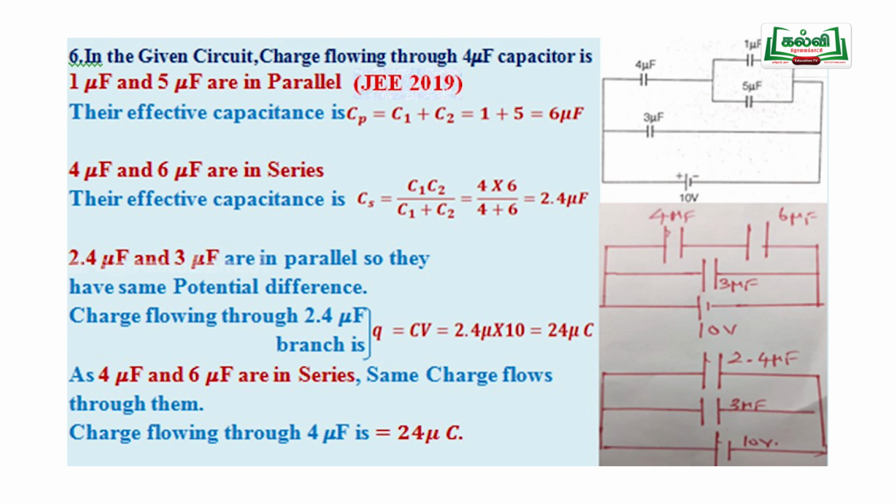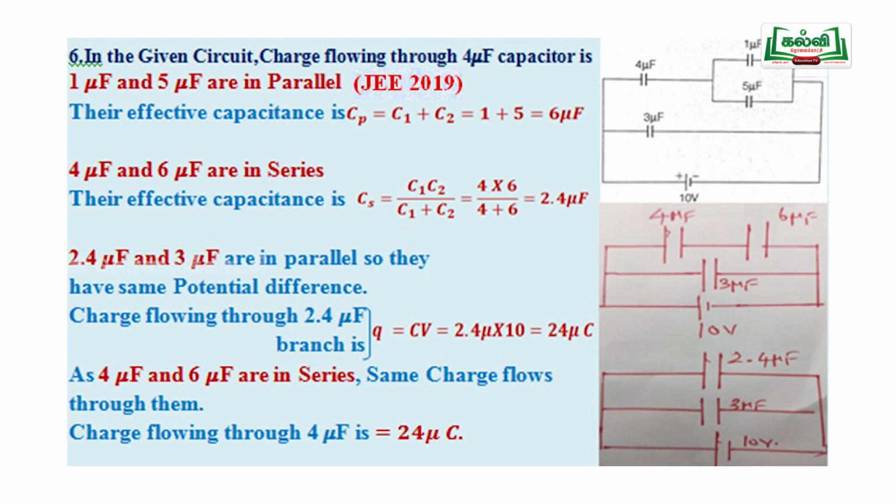So, now 2.4 micro farad and 3 micro farad are once again in parallel. For parallel connection, potential difference is same. So, for 2.4 micro farad also, the potential is same, 10 volt. So, what is the charge flowing through 2.4 micro farad? Q equal to C into V, 2.4 micro into 10, which is nothing but 24 micro coulomb.